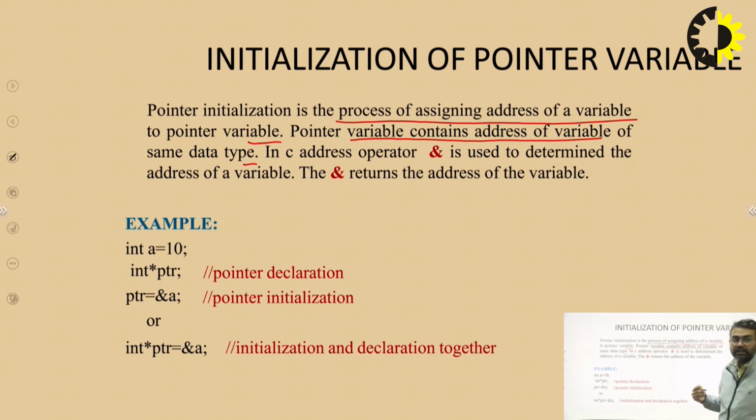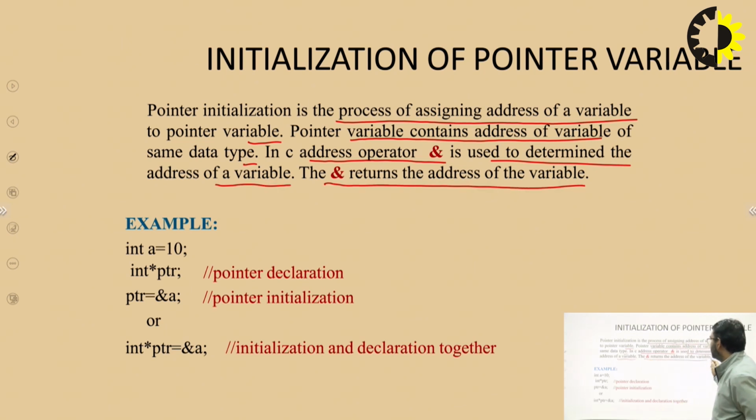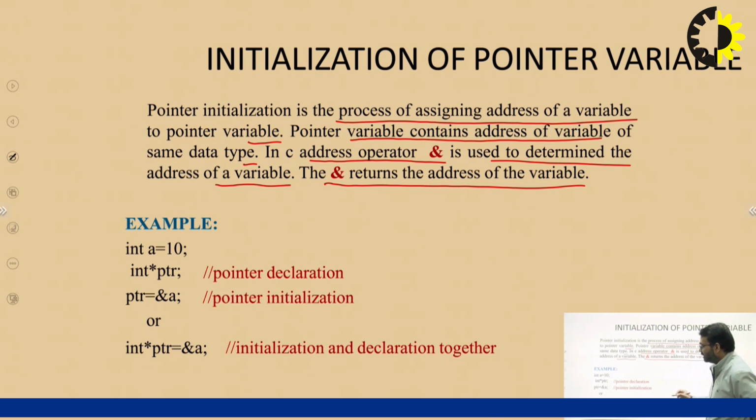The pointer contains the address, and the type of the pointer will be the type of the value contained by that address. In C, the address operator is used to determine the address of a variable. It returns the address of the variable. For example, suppose we have int a = 10. It means a block of memory will be created of integer type. The name of that block will be a and the value stored by that variable will be 10.